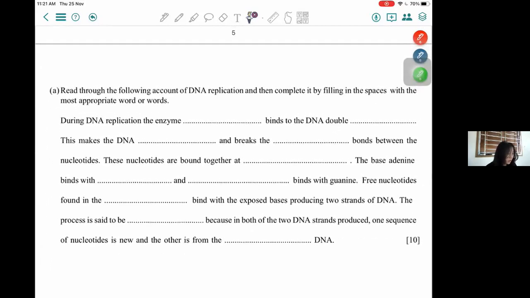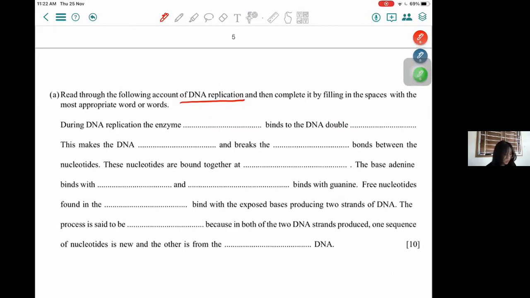So read through the following account of DNA replication and then complete it by filling the spaces with the most appropriate word or words. So this question is also about DNA replication. During DNA replication, the enzyme what binds to the DNA double what? So I'll fill in the answer for this sentence first. During DNA replication, the enzyme DNA polymerase binds to the DNA double helix, which is the structure of DNA. So this makes the DNA what and breaks the what bond between the nucleotides.